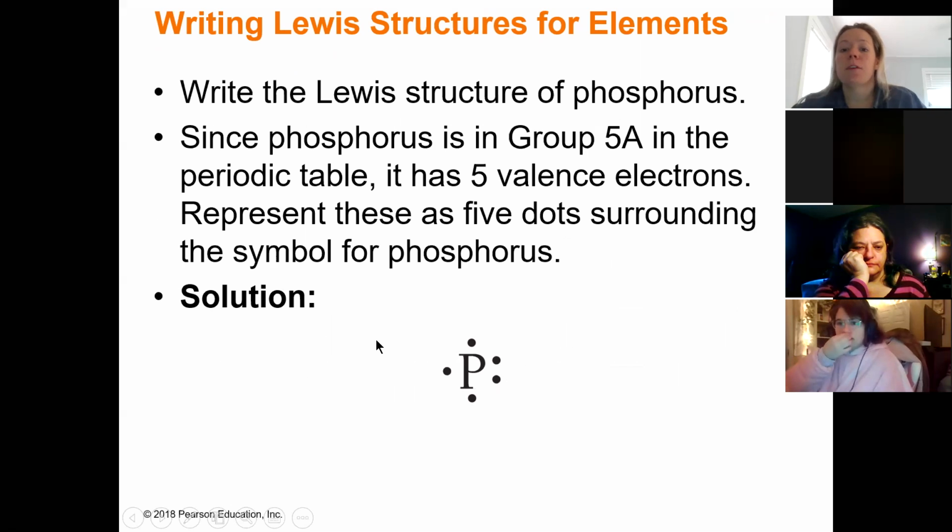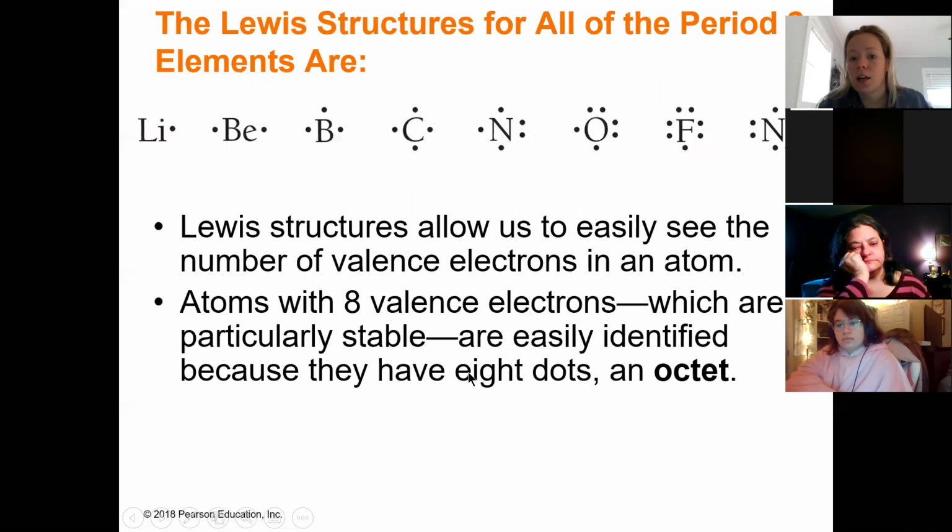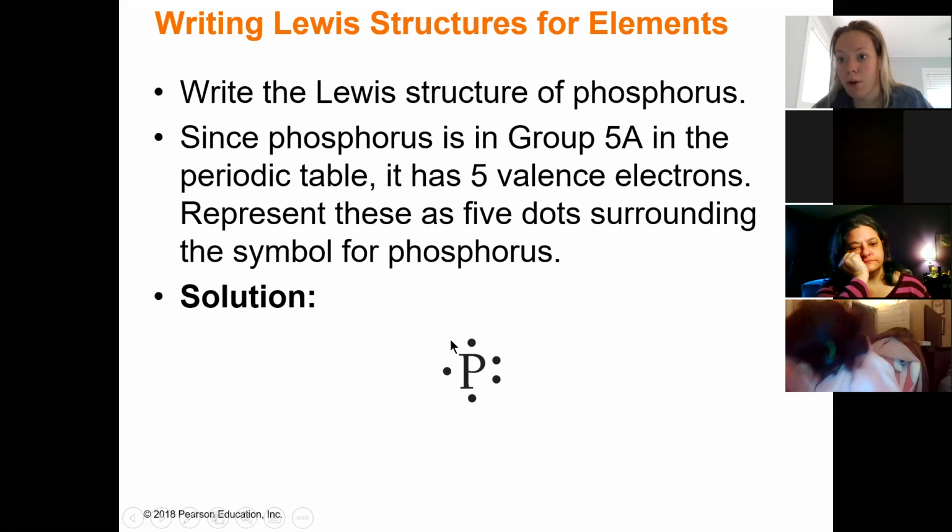So the Lewis dot structure for phosphorus. Phosphorus sits underneath nitrogen. It's in column 5, so it would have 5 valence electrons. So its Lewis structure is very similar to nitrogen's, right? The only difference really being that we changed the symbol.